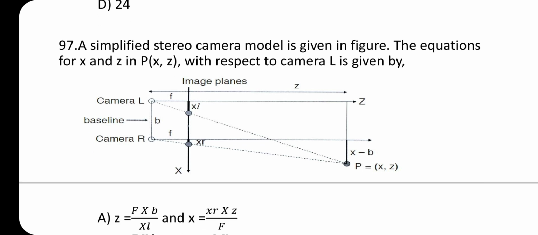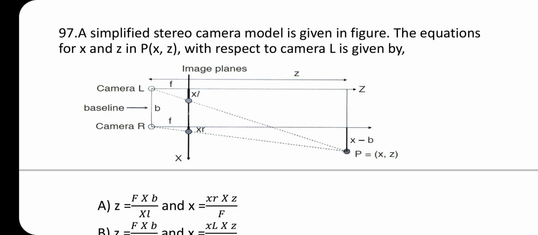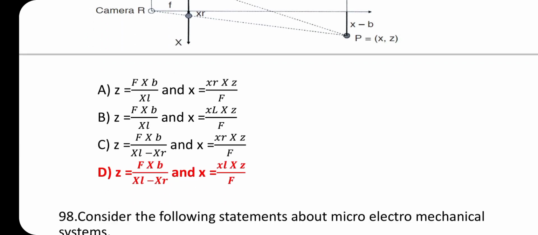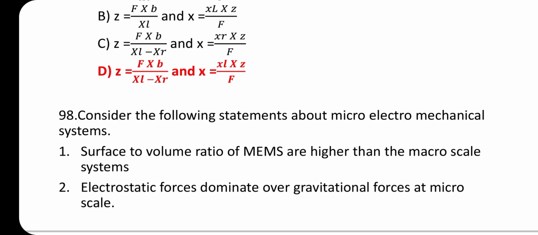A simplified stereo model is given in figure. The equations for x and y in P(x, y) with respect to camera L is given by option D: z equal to f into b divided by (xl minus xr) and x equal to xl into z divided by f.